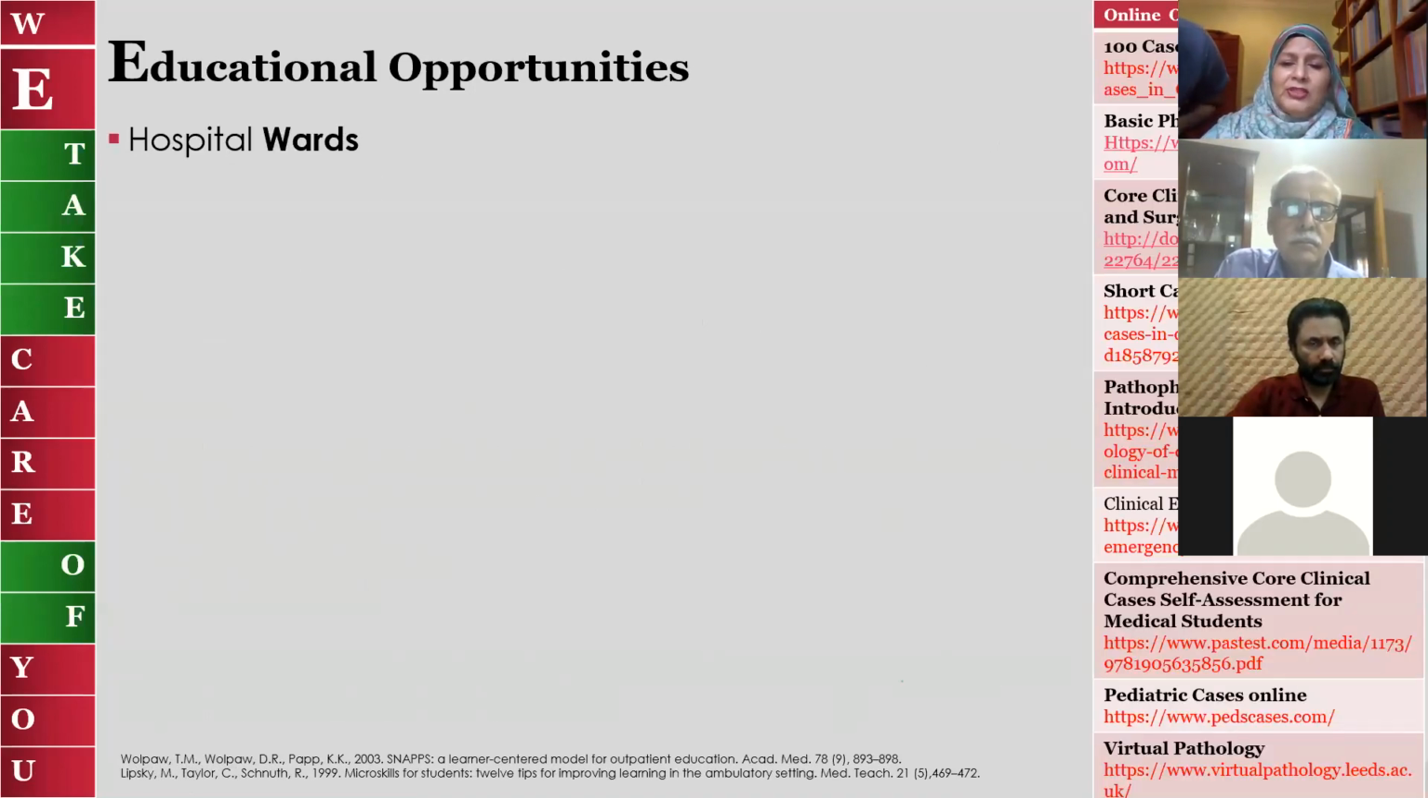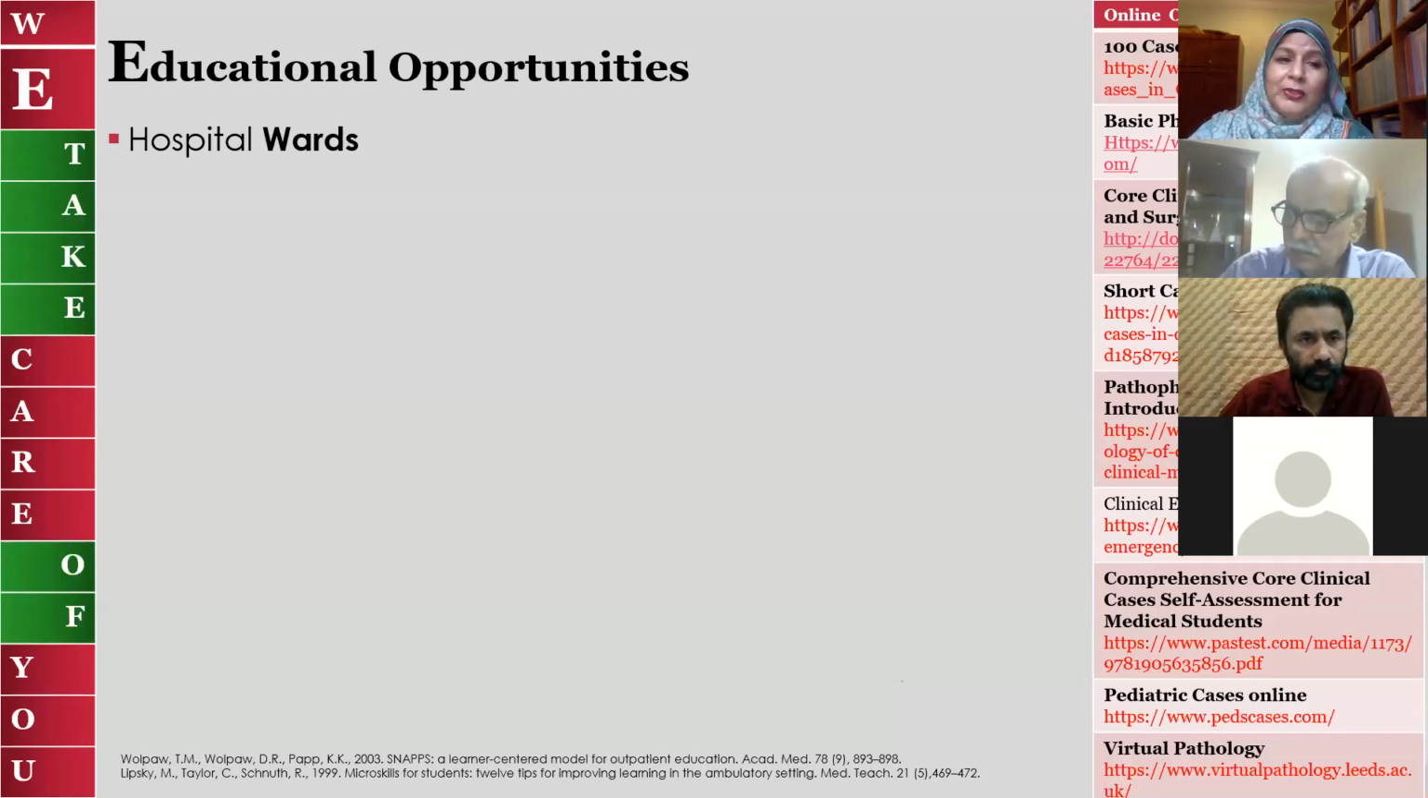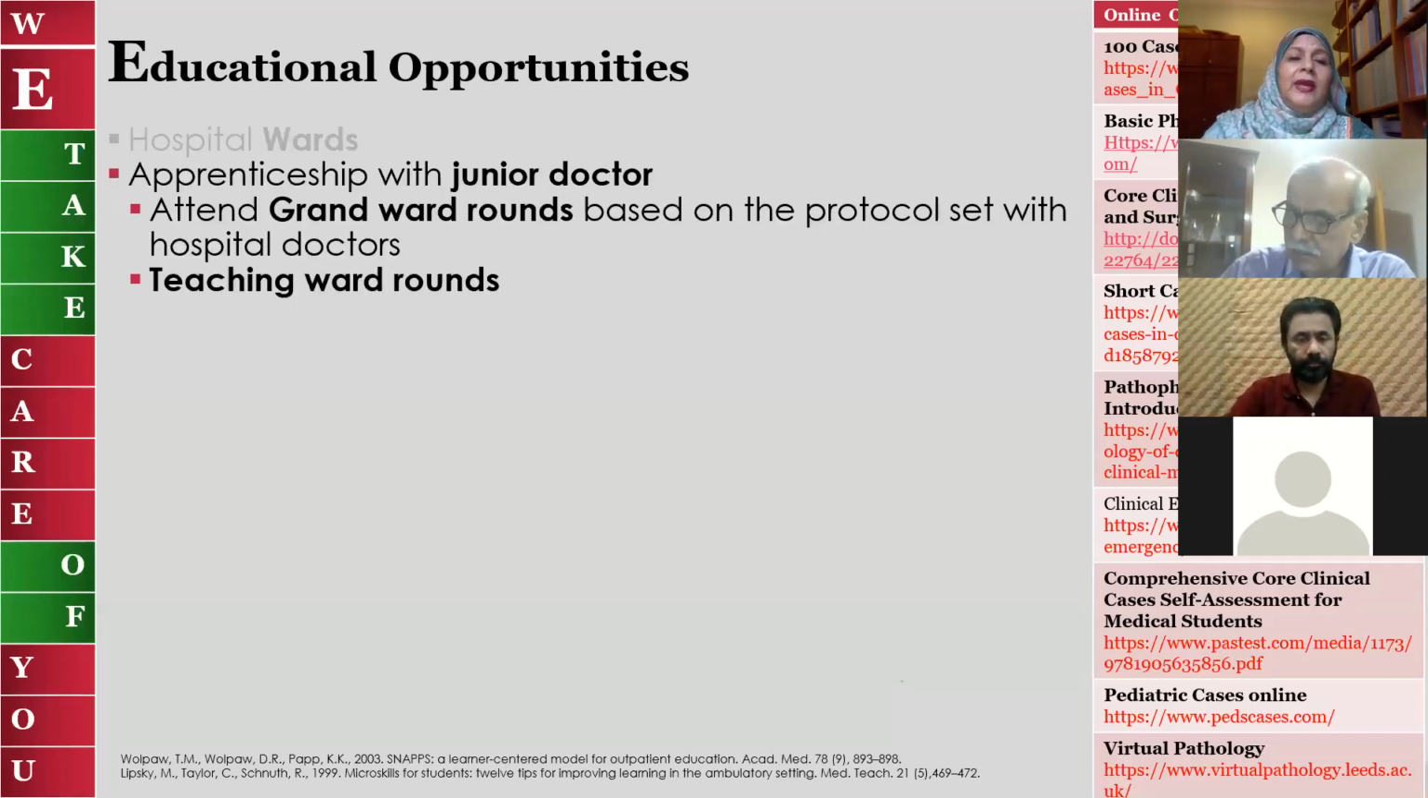The other educational opportunities include the hospital wards, informing the students when they are going to go to the ward and what actually they are going to do in the ward. Sometimes the students go to the ward, but they are lost. They don't know what actually they can do over there.